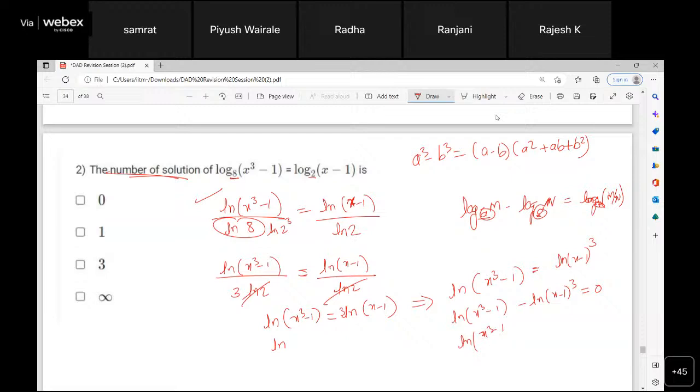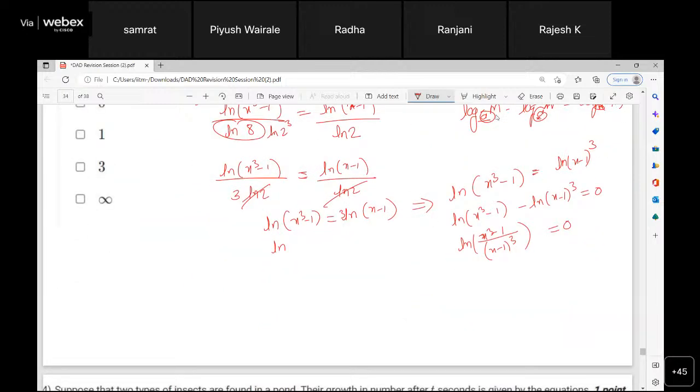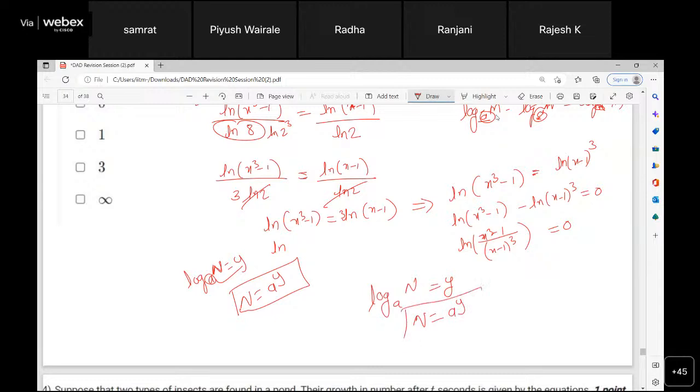That is log of x cube minus 1 upon x minus 1 whole cube equals 0, right? Now it is natural log. One more thing: if log of n to the base a is y, then I can say n equals a to the power y, right? Can I say like this? Yes, you can take the reverse.